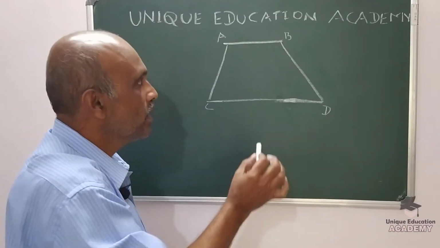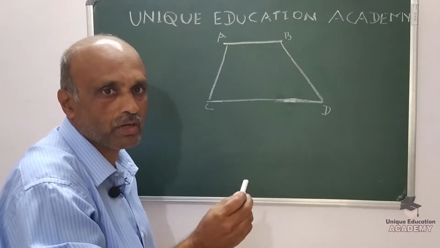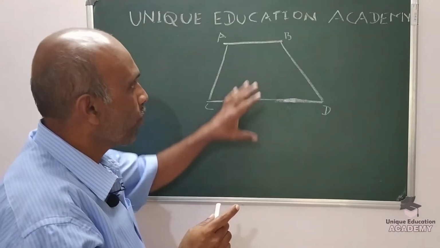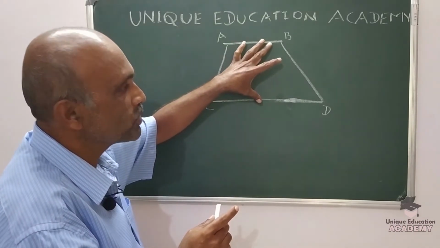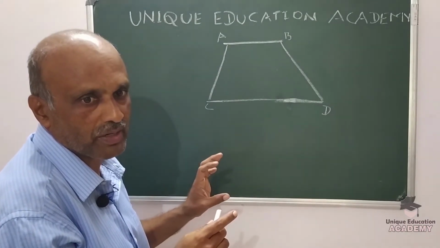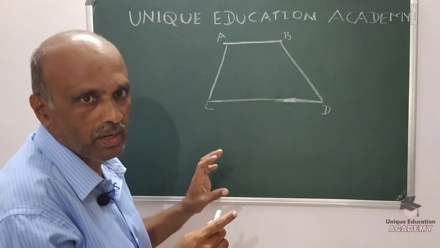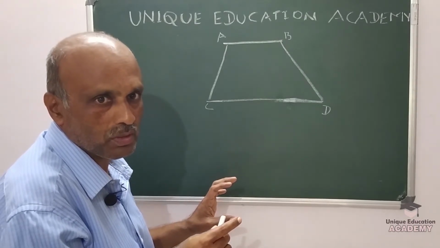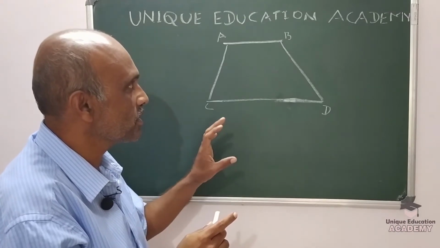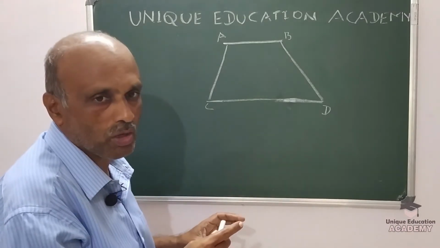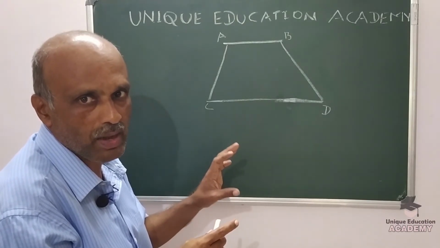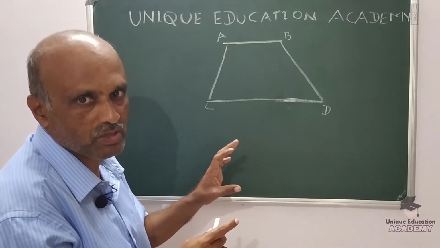Again I am going to repeat: a trapezium is a geometrical figure bounded by four sides in which only one pair of opposite sides is parallel. This is the unique property of a trapezium. Whenever a figure is given to you and you are asked whether it is a trapezium or not, what you have to observe is whether only one pair of opposite sides is parallel or not. That you have to identify first of all.